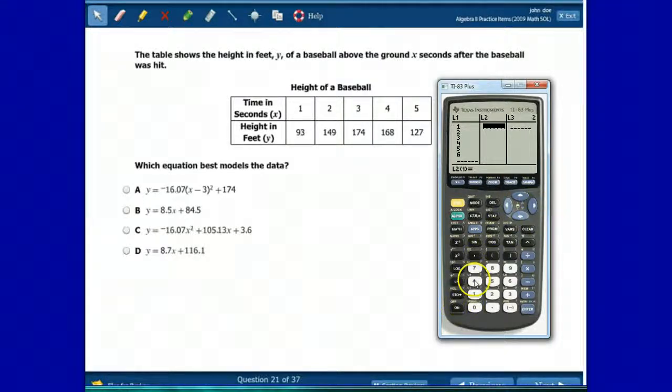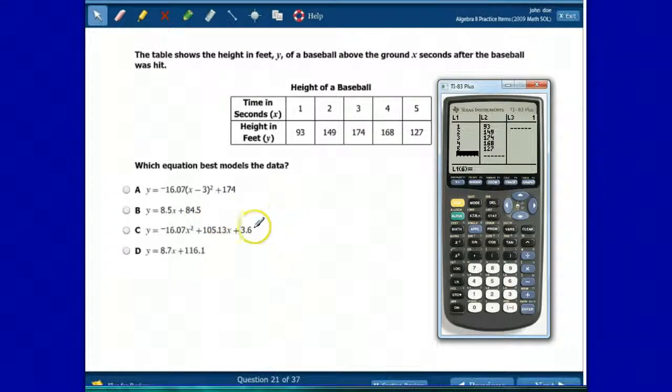Okay, and then 93, 149, 174. Hear my dog bark in the background. 161, 27. Okay, so we got, let's see, 120. Uh-oh. How come I have, oh, I didn't have a 6. I don't know where that 6 came from. Anyway, I've got 1, 2, 3, 5, 93, 149, 174, 168, 127.